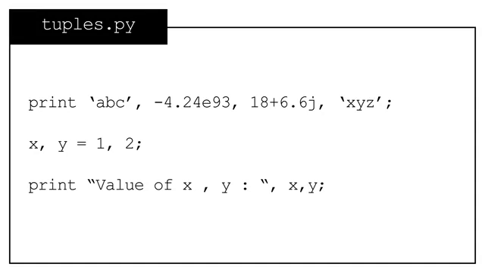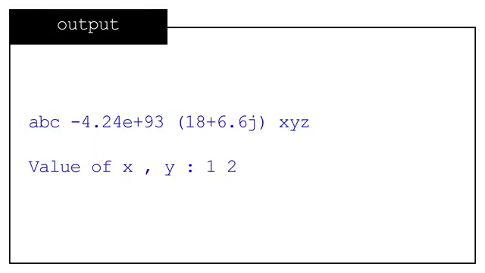So let's have an example. Let's say we're going to print the string 'abc', -4.24e93, 18+6.6j, and a string 'xyz'. Then x, y is equal to 1, 2. Then we're going to print 'Value of x, y:', x, y. So the output must be like this: abc -4.24e+93 (18+6.6j) xyz. Value of x, y is 1 2.